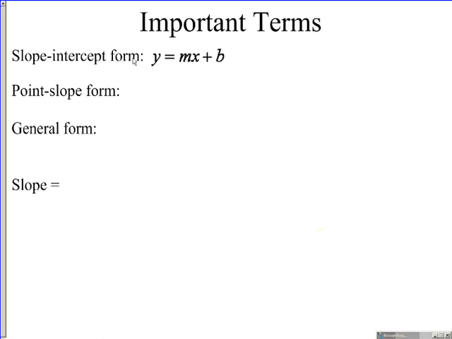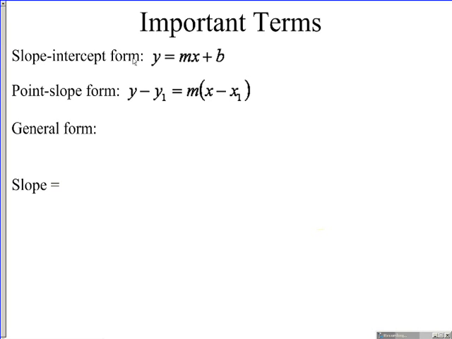Just as the name suggests, when we have an equation in slope-intercept form, we can easily identify the slope and the y-intercept. Point-slope form: y minus y1 equals m times x minus x1. Just as its name suggests, point-slope form is the form that you will use to write the equation of a line if you are given a point and the slope of the line.